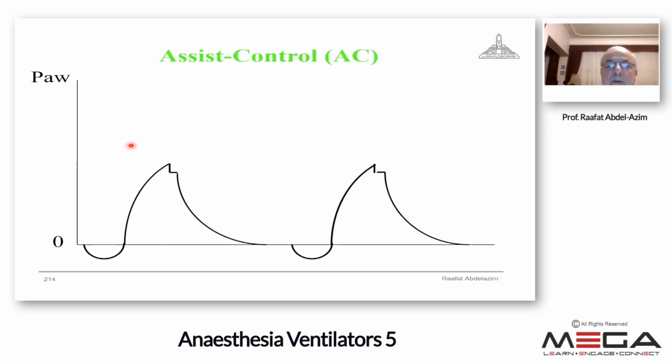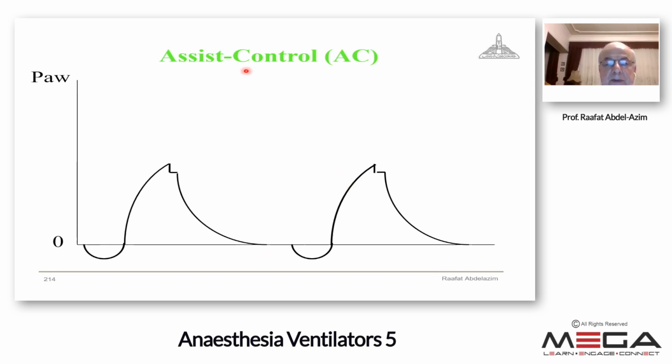Another form of assistance is the assist control. In assisted ventilation only, without assist control, if the patient breathes, the ventilator helps. It will give a stroke. If the patient doesn't breathe, there will be no assist.